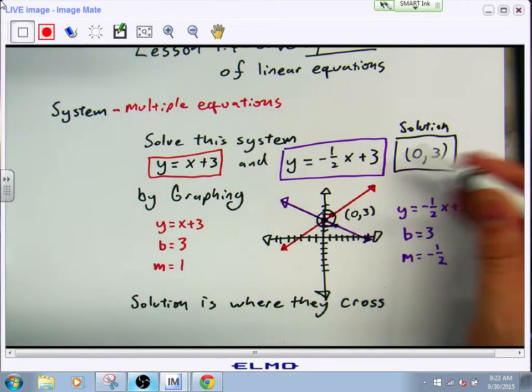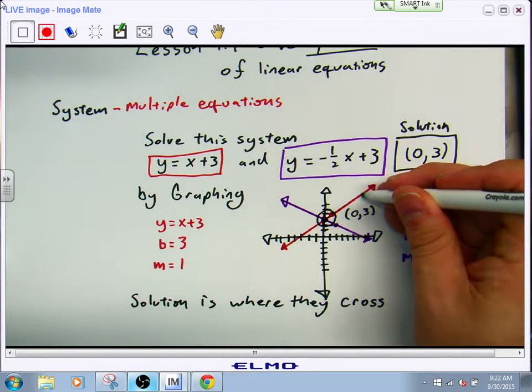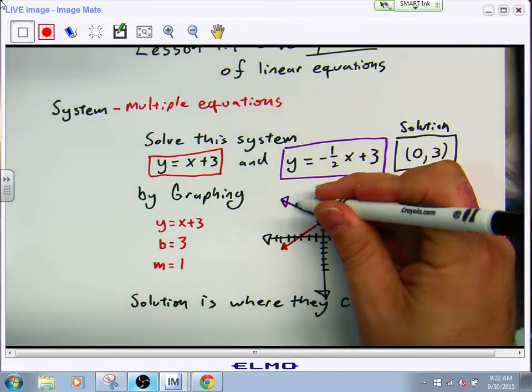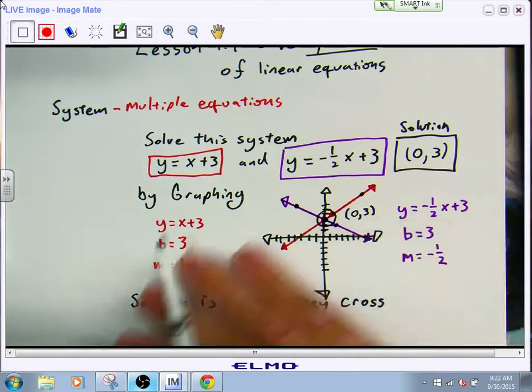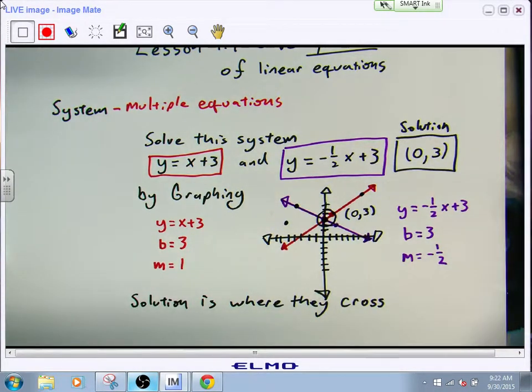Right? Does that make sense? The point 0, 3 is true for both lines. You know, if I were to pick a point out here, it'd be true for the red line but not the purple line. If I were to pick a point here, it'd be true for the purple line but not the red line. And if there was another point here, well, it's not true for either line.